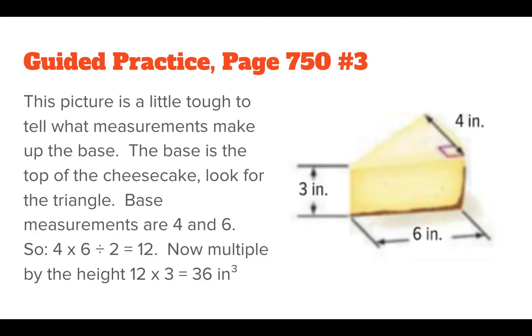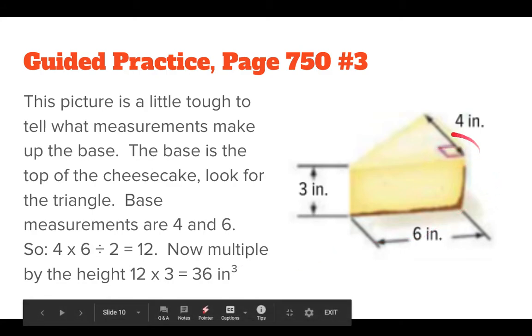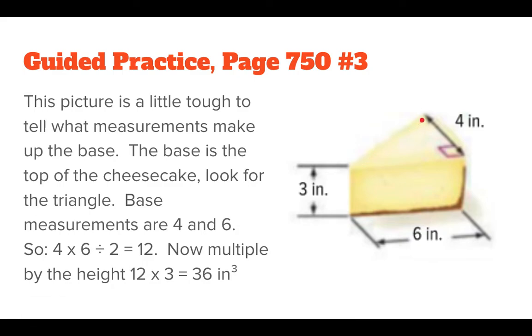All right, same page, number 3. I like this question as an example because it's a little bit hard to tell where the triangle is as far as the measurements go. This is a piece of cheesecake. What I look for again is the 90-degree box right here. And I realize this is my triangle.